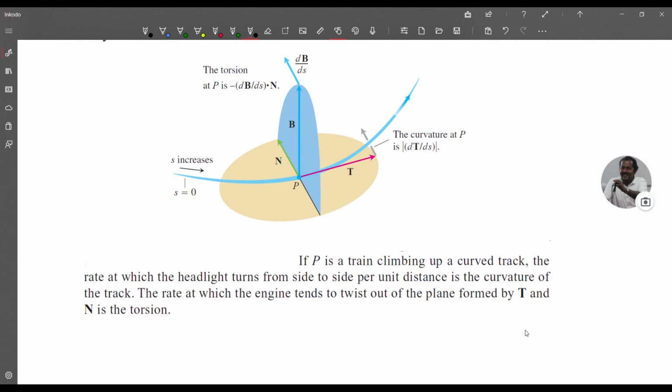And corresponding to each point P on the path, there exists a T, N and B frame. Consider the plane made by T and N. Then the rate at which the engine tends to twist out of the plane formed by T and N is called the torsion.